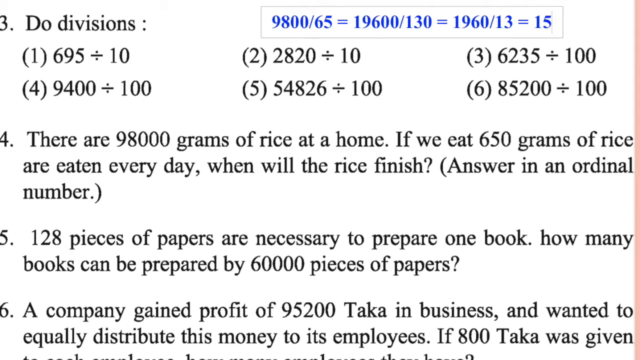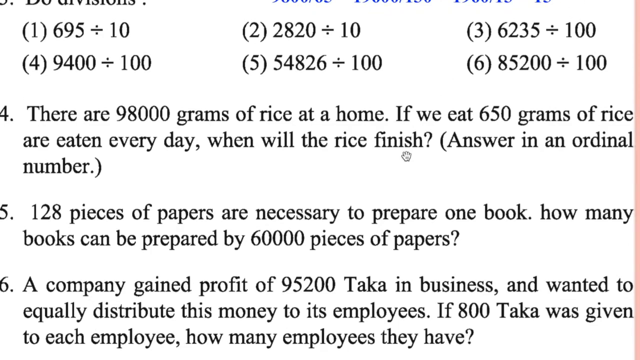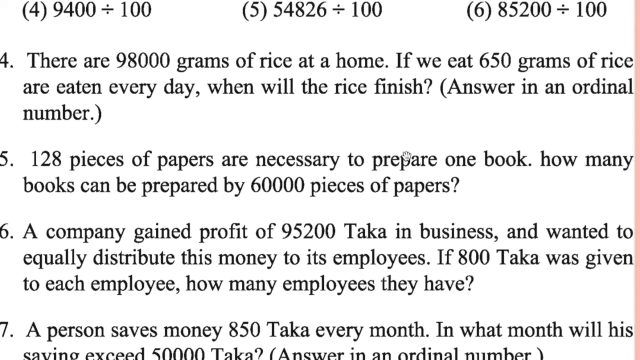That is 1, 15 quotient, 10 remainder. Okay, 15 days it will finish. 10 grams will be quite less. Okay, so I am going to end it here. 15 days only. 16th day with 10 grams, how can you cook?